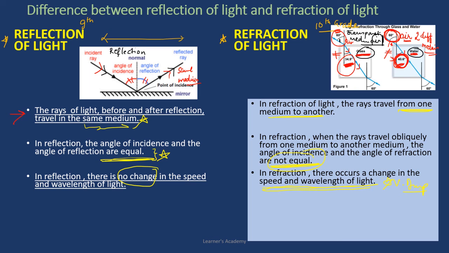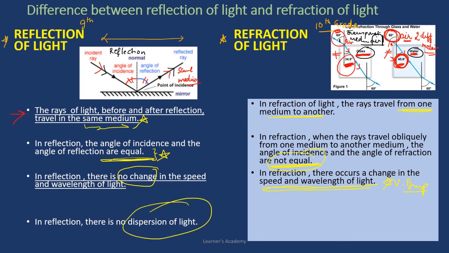Alright, now the most and last important point: in reflection there is no dispersion of light. There is never a dispersion of light. In case of refraction, dispersion of light generally occurs. What is dispersion of light? The process of separation of light into its components. Alright, you want to see? I'll show you in the next slide.